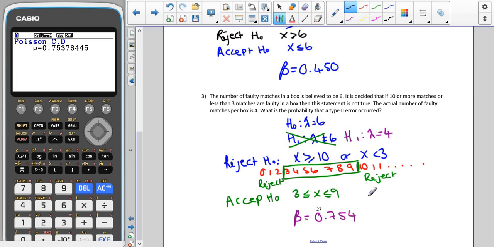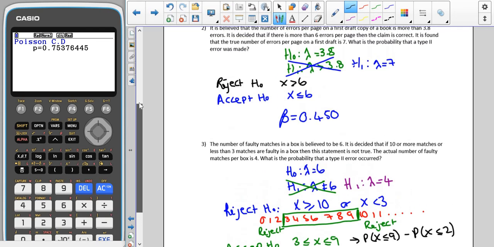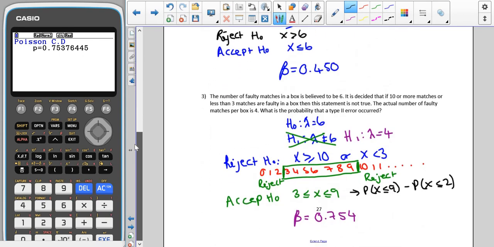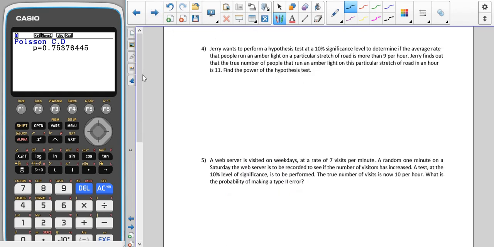Remember, if you have one of the older versions of the calculator, you're going to have to do the probability of x being less than or equal to 9 minus the probability of x being less than or equal to 2, and that should give you the same probability. So for all of these first 3 examples that we've looked at, we have been given the accept or reject region, and we've just been using that to find the probability of making a type 2 error. We're just quickly going to have a look at some examples of what we do if we're not given the region, but we are given the significance level of the hypothesis test that they are using.